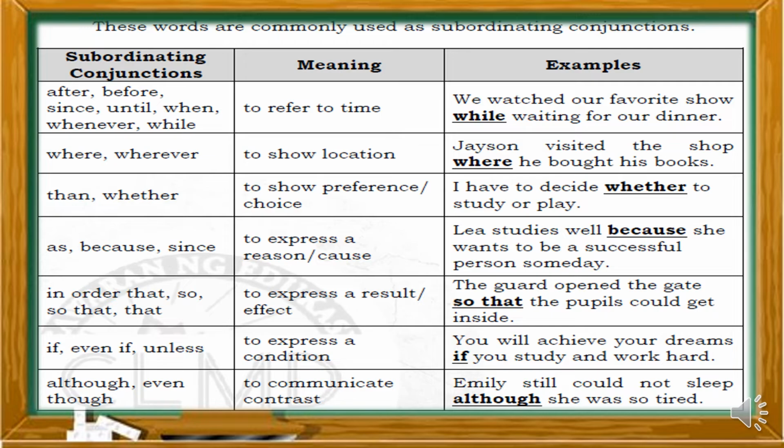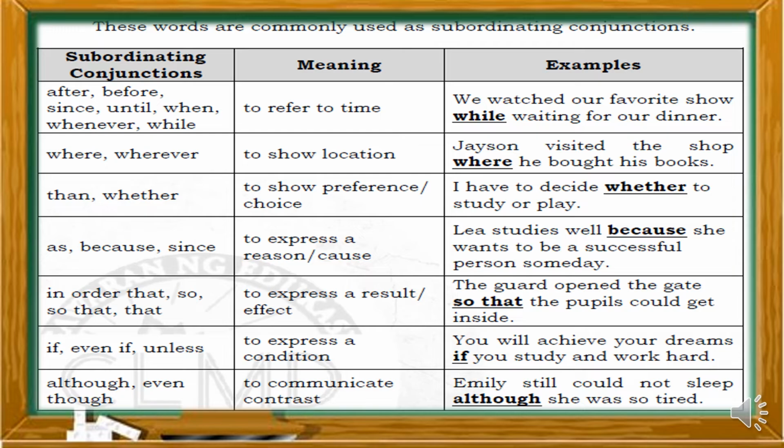Another set of subordinating conjunctions: as, because, since, which express a reason or cause. Example sentence: Leah studies well because she wants to be a successful person someday. Another set: in order that, so that, and that, which express a result or effect. Example sentence: the guard opened the gate so that the pupils could get inside.